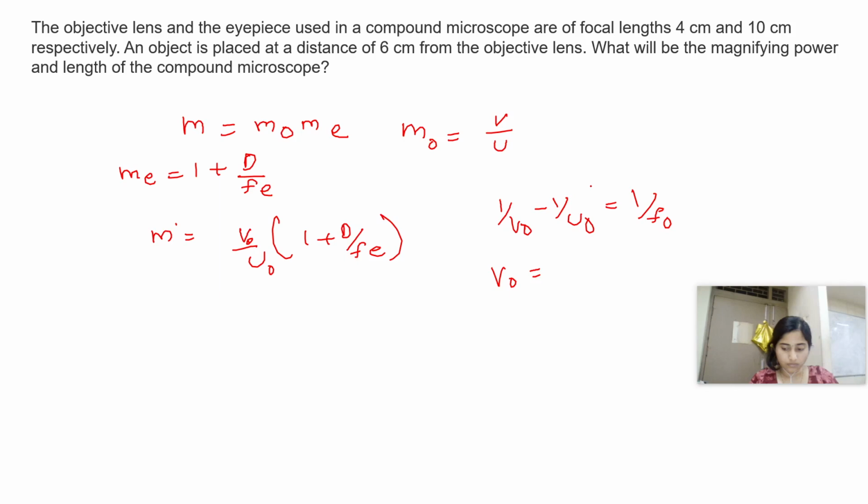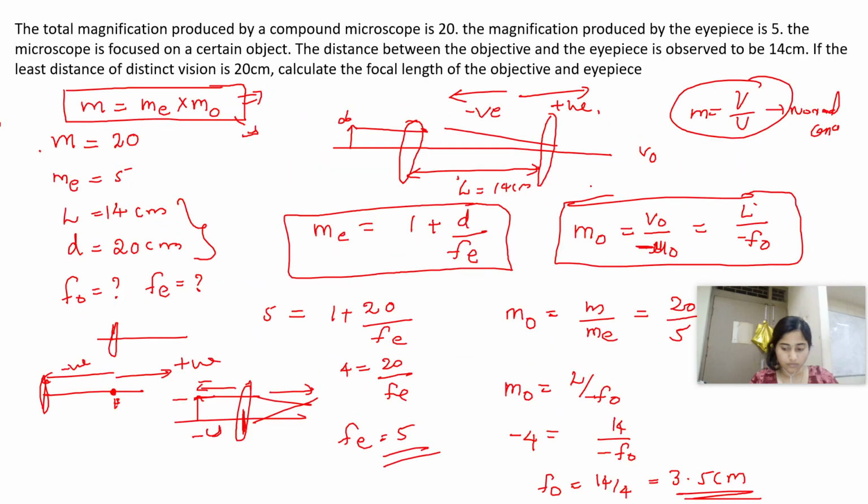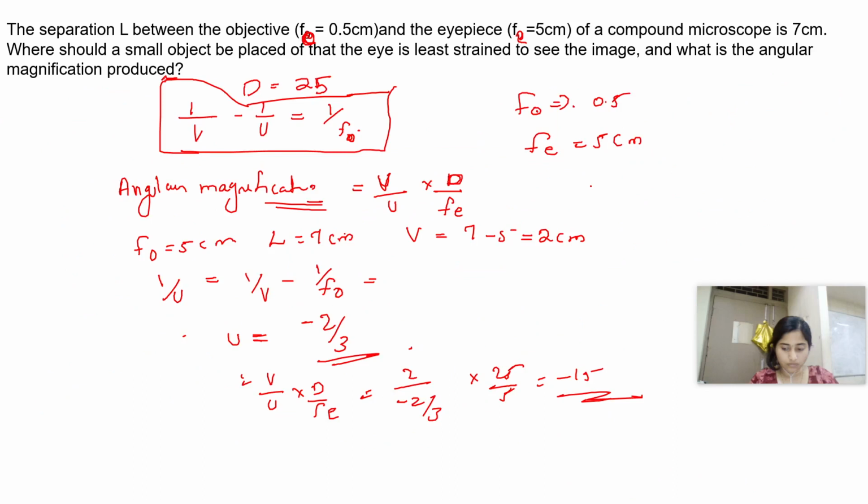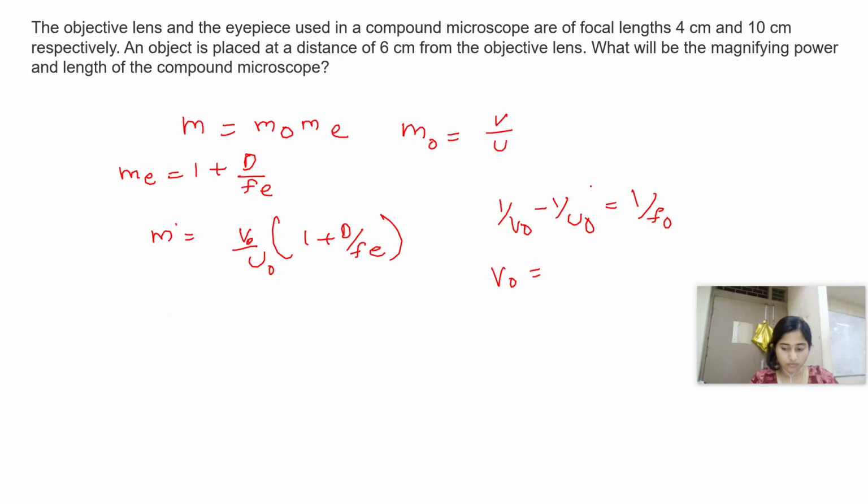And for a compound microscope, this least distance D value will be 25. That is the general known value. Least distance will be 25. So every time for the compound microscope the D value will be 25. And the focal length is given already, the V value you have to find, and the U value is already given in the question. So you can find the magnification value.